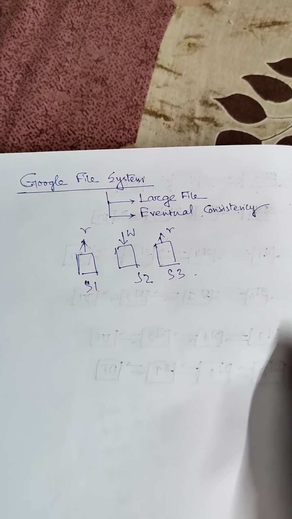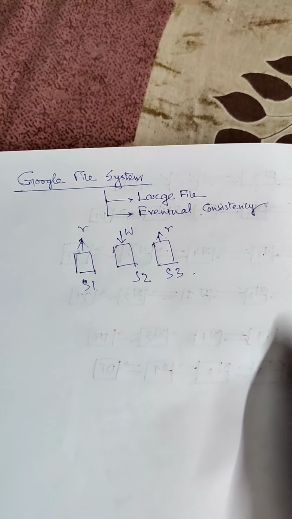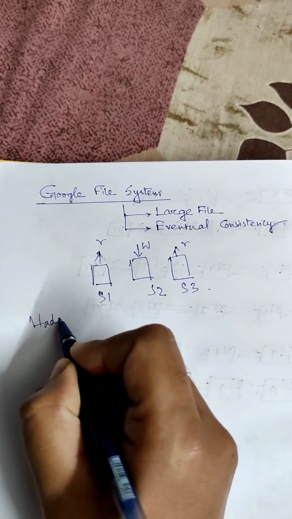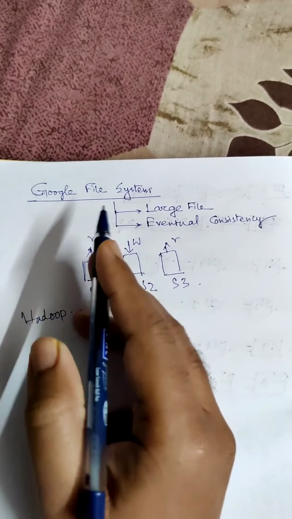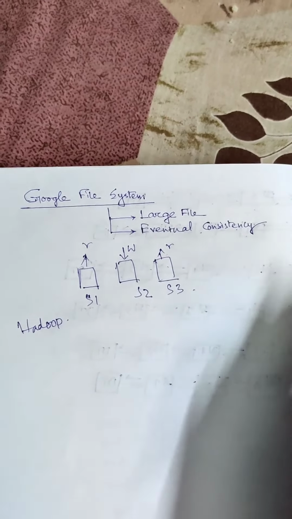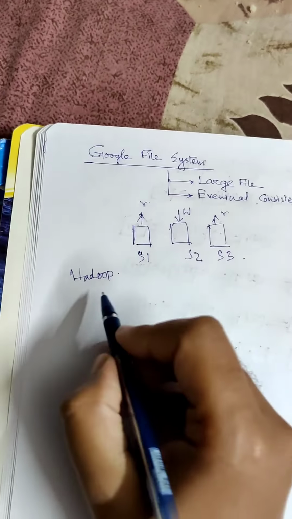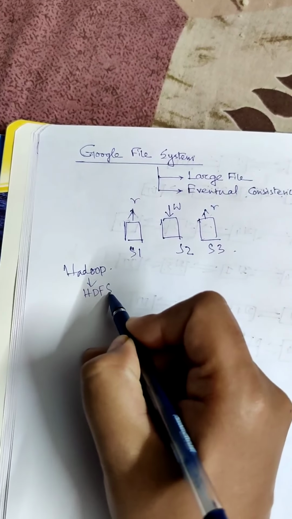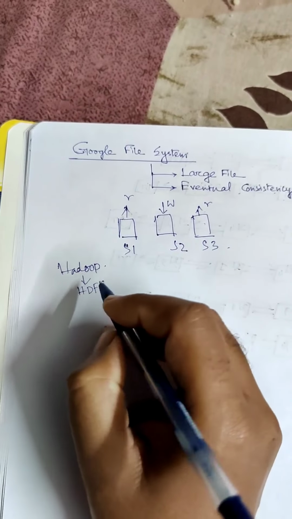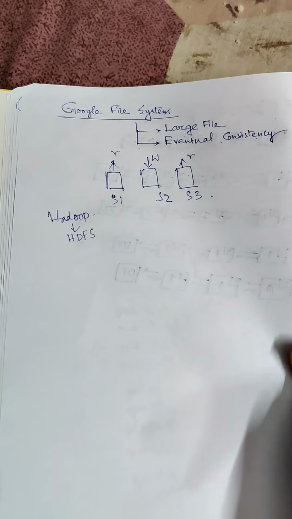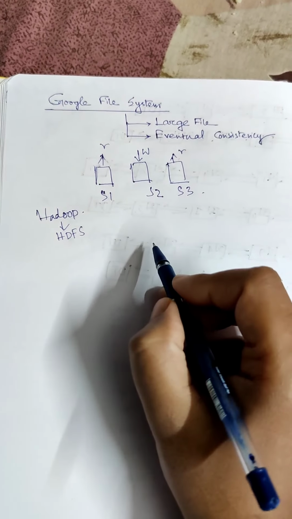I would also like to mention Hadoop, which is an open source project. It is also based on GFS, the Google File System. Along with that, it also implements the MapReduce algorithm, and HDFS, the Hadoop file system, which is itself a file system, is basically used by Facebook. So let's talk about GFS, the Google File System.